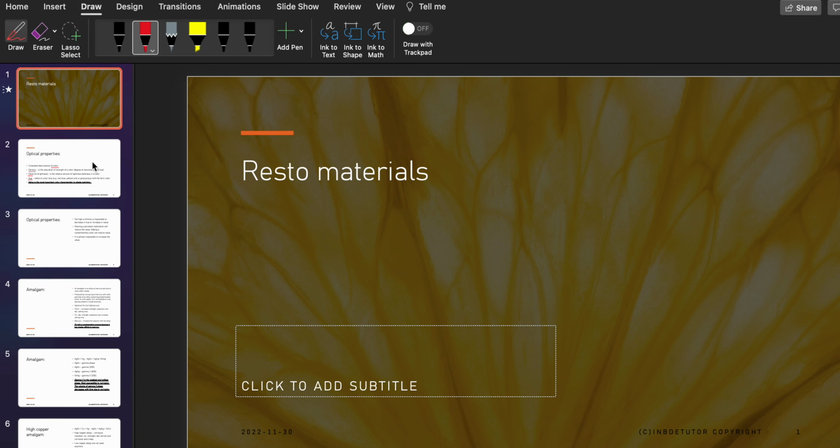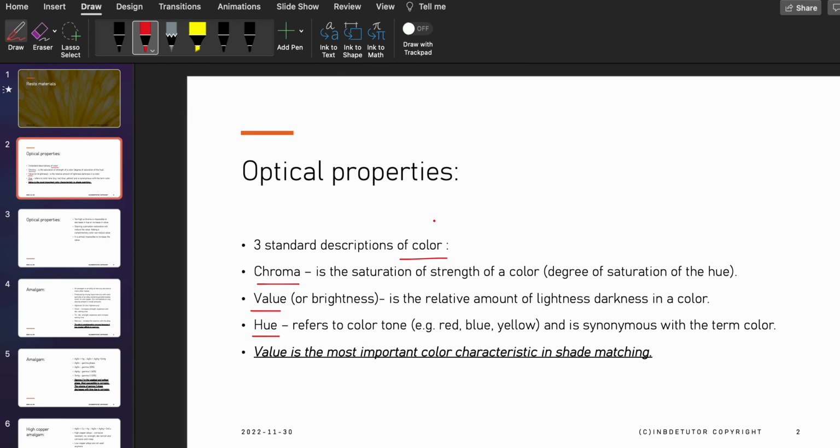So the first slide that we're going to talk about is the optical properties. And the first thing we're going to talk about is the three important properties that are important during the shade selection. So the number one is the chroma, the second is the value, and the hue. Out of these three, the most important one is the value. So value is basically how bright or dark the color is.